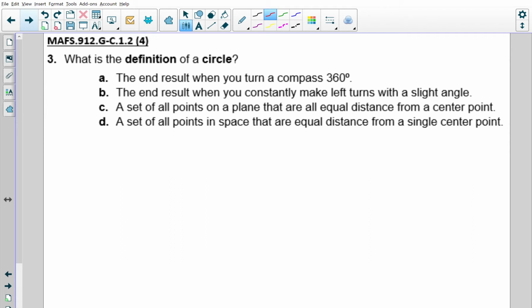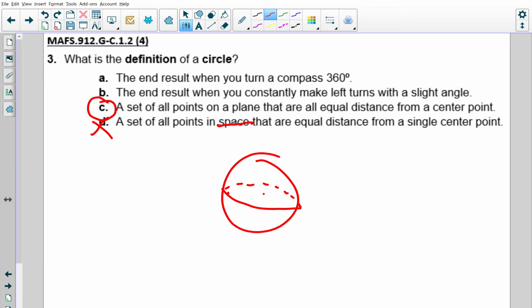What's the definition of a circle? Well, a circle is a flat object. It's in a plane, right? So right off the bat, space, that's a sphere, right? A sphere. That's not what we want. We want the set of all points on a plane that are equal distance from the center point. That set of all points is called the circumference.